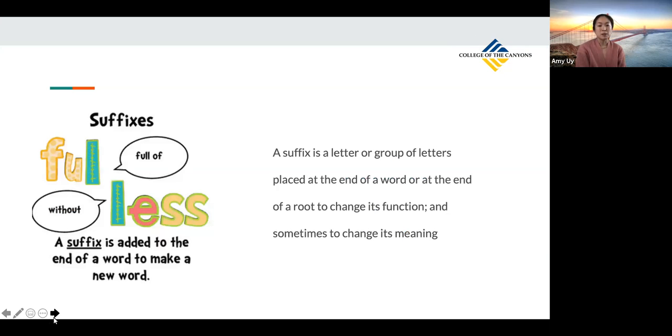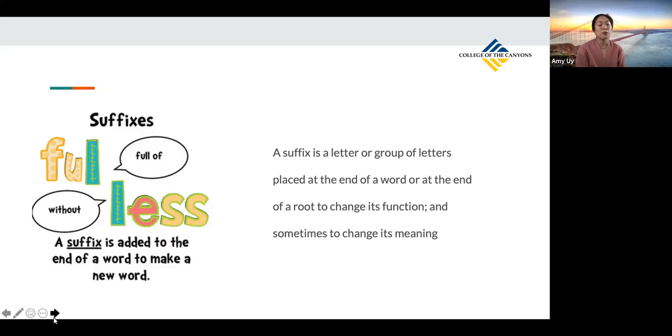Let's look into suffixes. A suffix is a letter or group of letters that's placed at the end of a word or at the end of a root. And usually suffixes change the function of the word and sometimes change the meaning. So as opposed to a prefix, a suffix is at the end, a prefix is at the beginning.